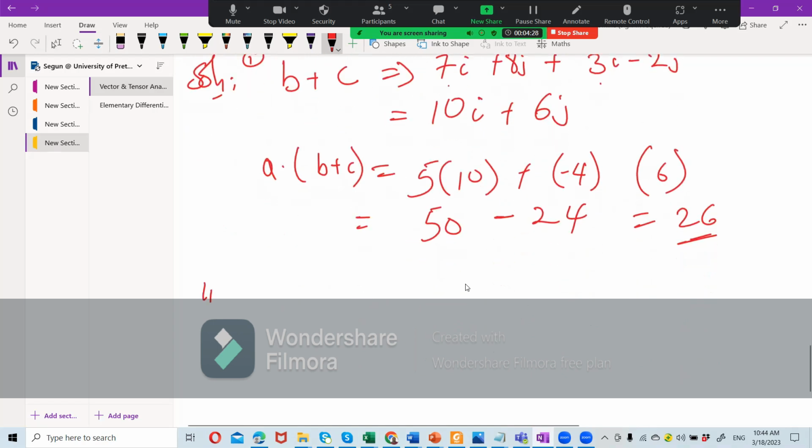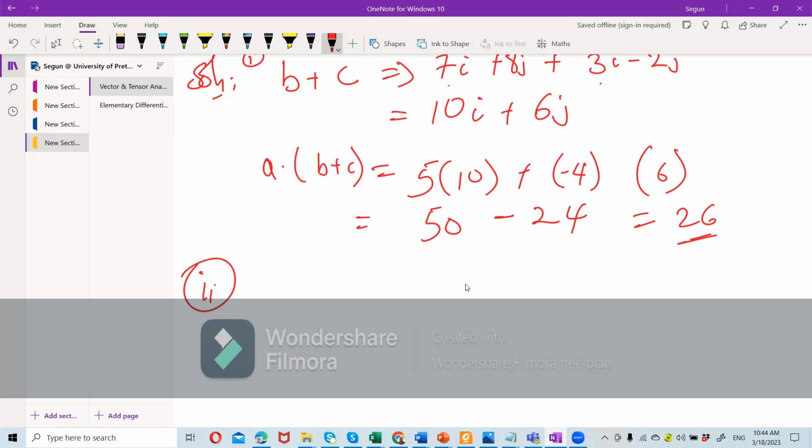Okay, number 2 now. Let's solve number 2. Number 2 says 3A. That means you need to solve 3A before you find the dot of B. 3A equals 3 in bracket A, 5i minus 4j, which equals 15i minus 12j.